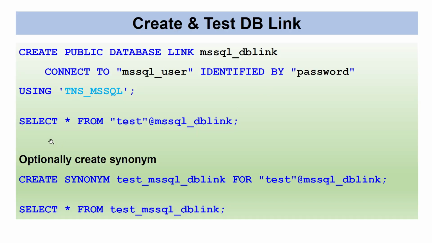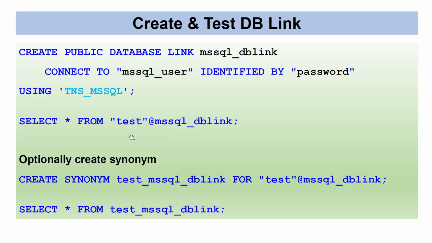Now, if you don't like this particular format, you can always create synonym. You can create synonym like this: create synonym, name of the synonym, for the name of the table over the DB link. Once you do this, then when you run select star from that synonym name, you are actually accessing the test table present in the SQL Server instance over this DB link.